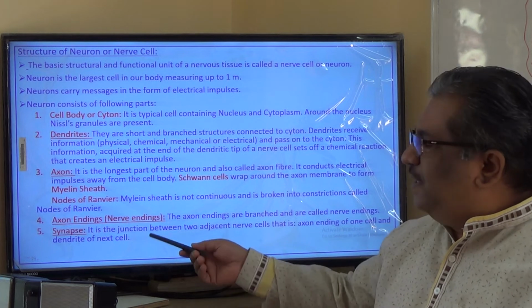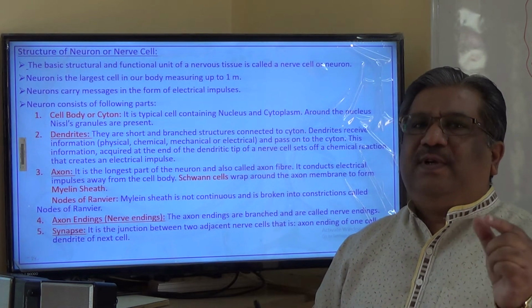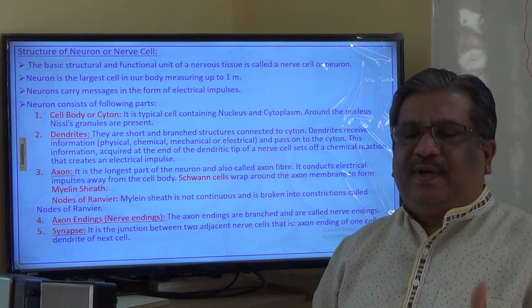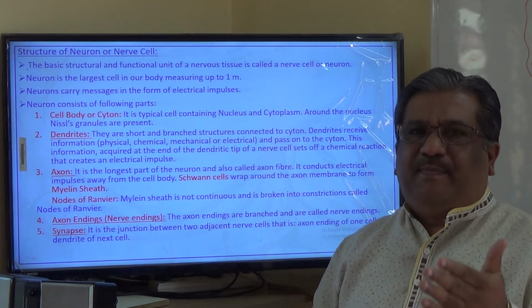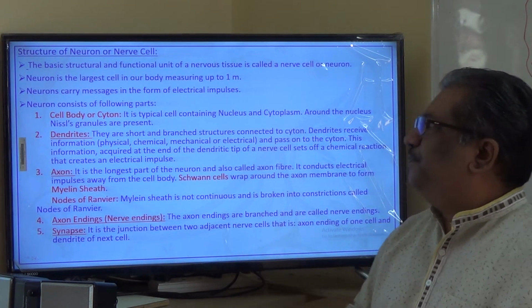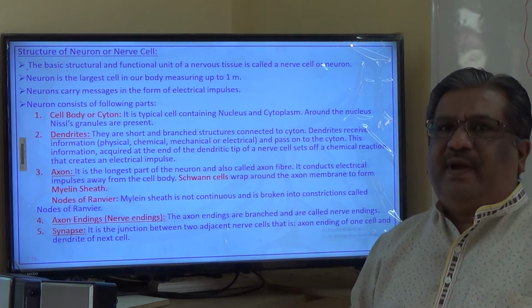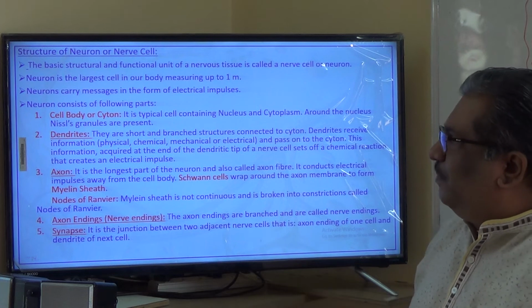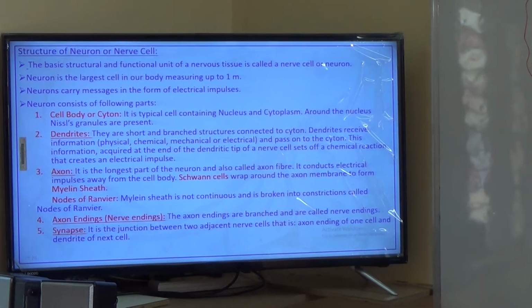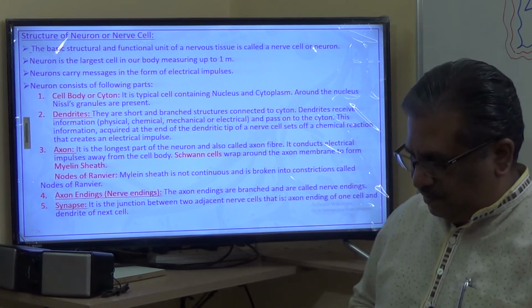But synapse is a small gap that exists between two nerve cells, between the nerve endings of one cell and the dendritic tip of the next cell. Okay. So all these points are important according to me, and you have to note them down. Okay. I hope you have noted down in brief.